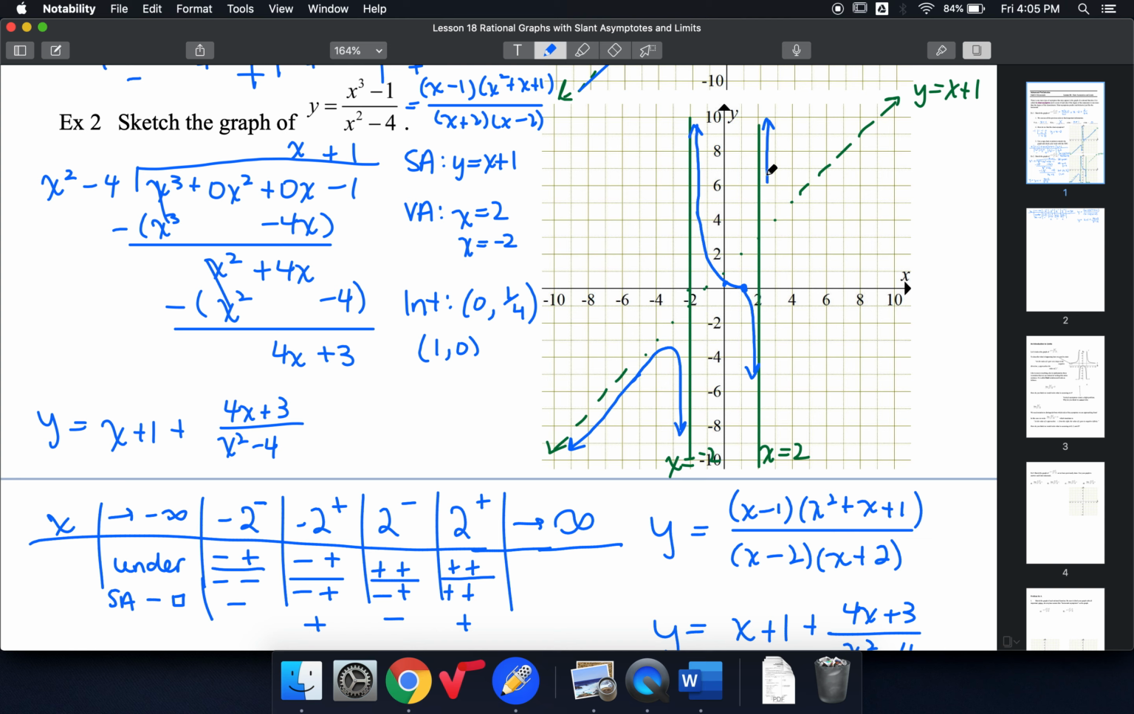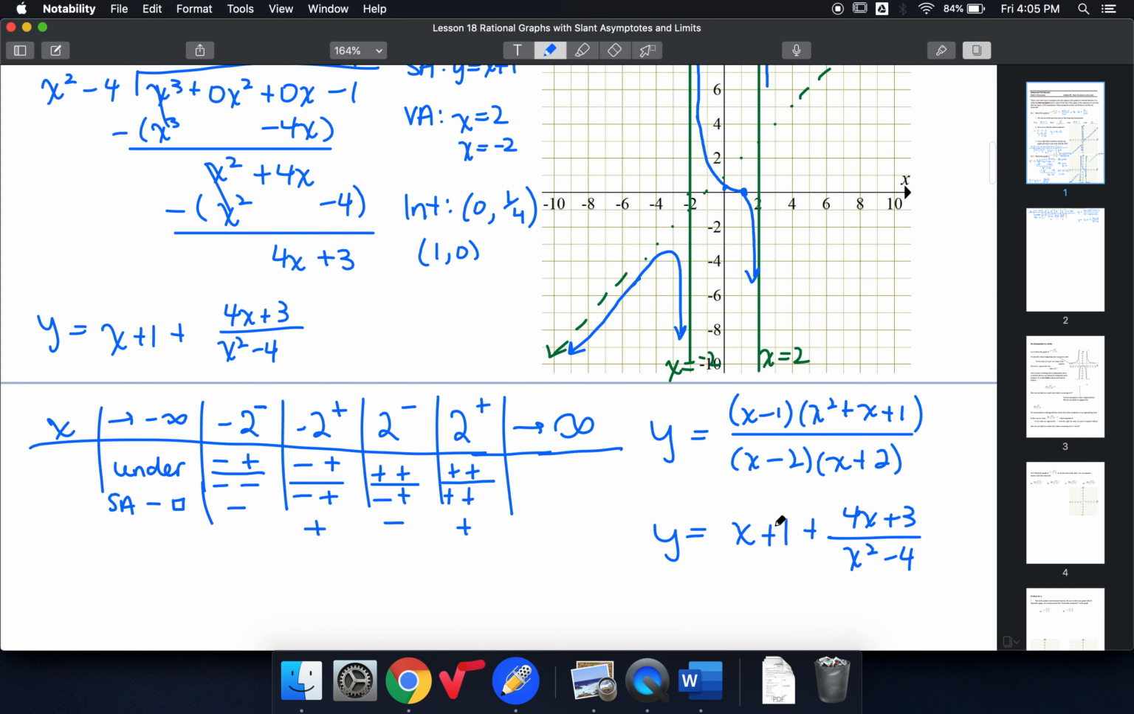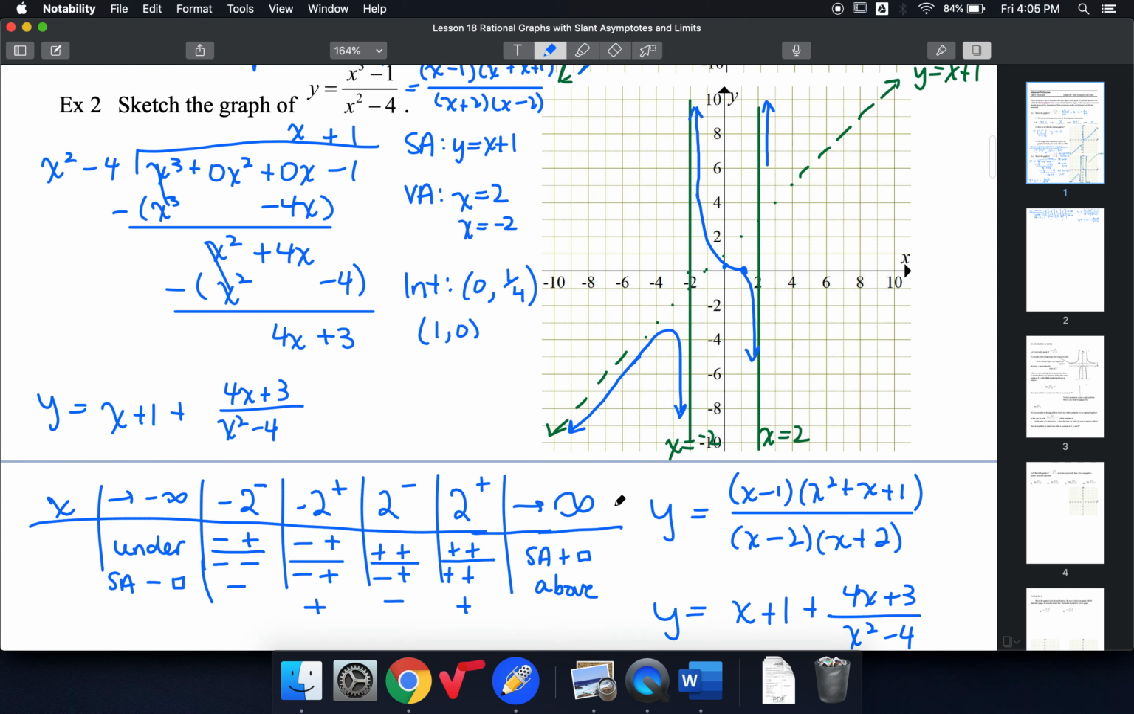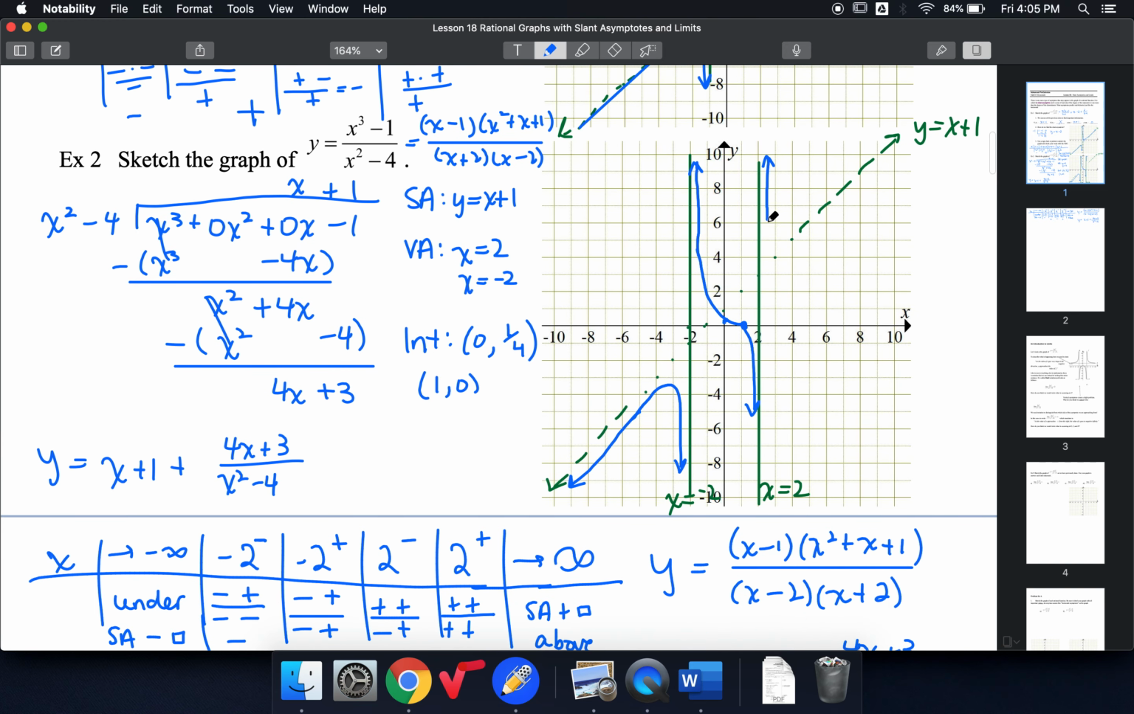And now the question is, do I cross over my asymptote and come up, or do I stay above my asymptote? So now I'm going to look at this equation. It's going to look like the slant asymptote, except now I'm going to have all positive numbers. So I'm going to have plus a little bit, which tells me I'm going to be above the slant asymptote. So I'm not going to cross it, I'll stay above it, and that's what my function is going to look like.